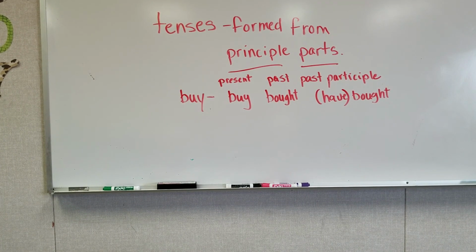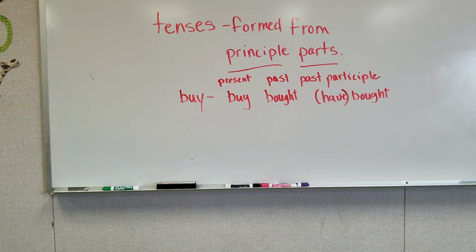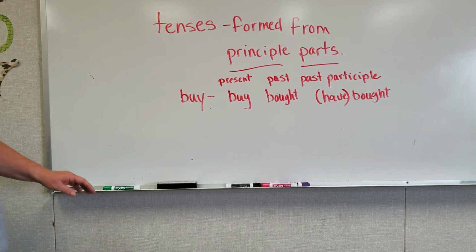All right, and then we need to know that the tenses of our verbs, which is just the time that an action took place, are formed from the principal parts. Then you need to know the principal parts of the verb buy. Present is buy: today I buy. Past: yesterday I bought. And the past participle says in the past I, and you add the helping verb, have bought. Know those principal parts of the verb buy.